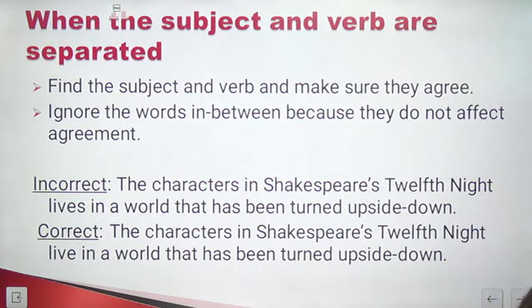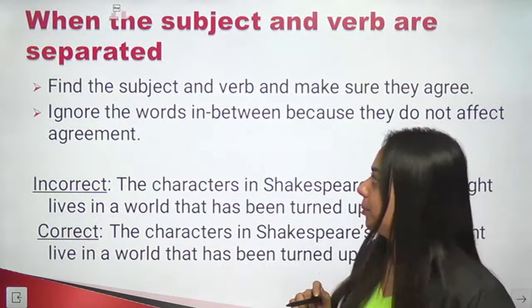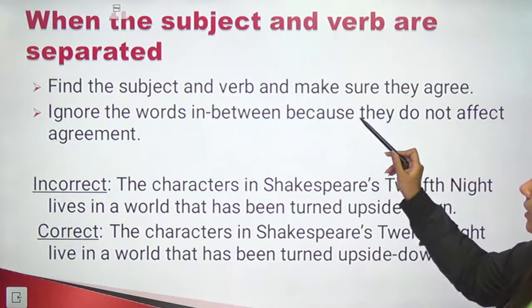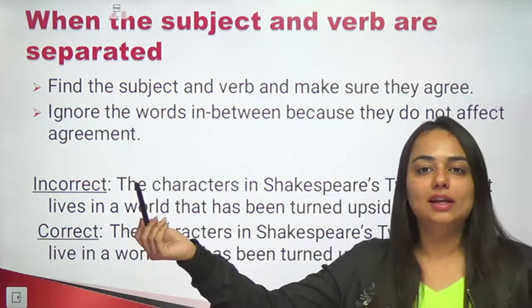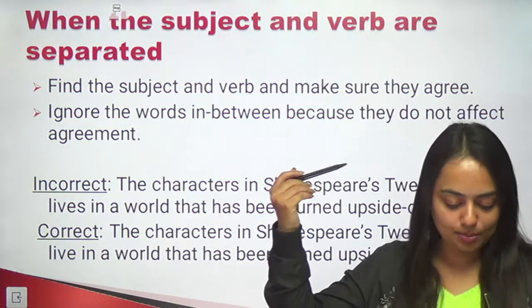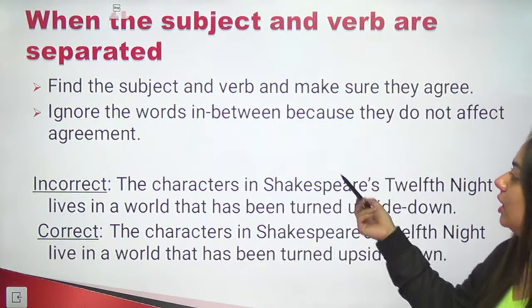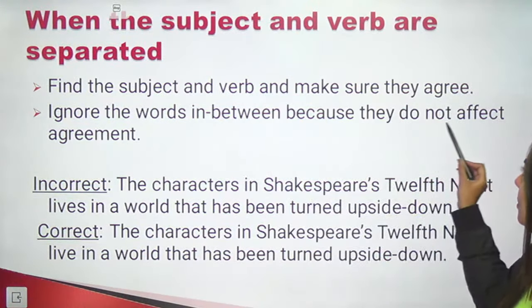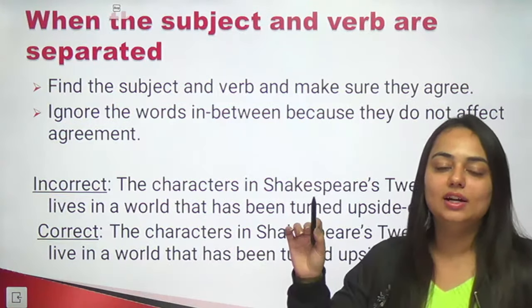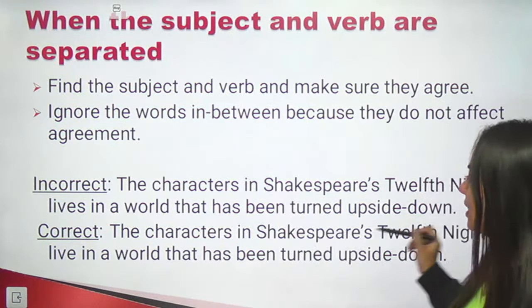So when the subject and the verb are separated, for example, look at this. Find the subject and the verb. If it's a lengthy sentence, obviously you'll have to take some pain to find it out. Find the subject and the verb and make sure they agree. Ignore the words in between because they do not affect the agreement. Now this is the example you have.